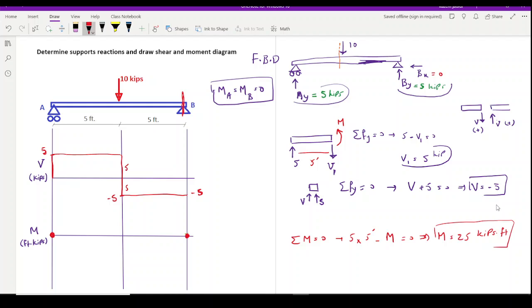So it means that at this middle, it goes from 0 to 25, and because I know that M is 0 at the end, that's very simple. I just can draw a line and join these two points to each other.